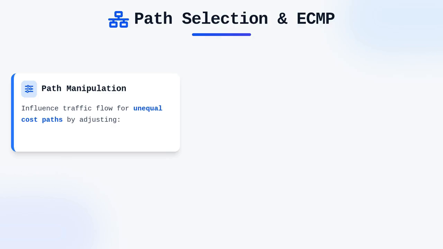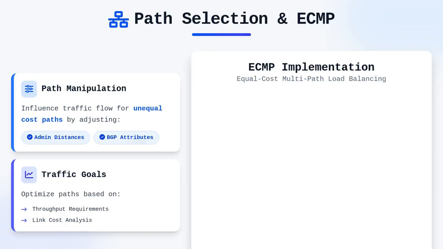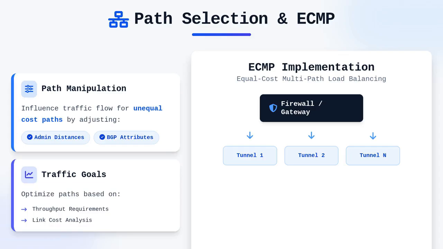Managing path selection becomes significantly more complex when we involve unequal cost paths or scenarios where we wish to utilize multiple tunnels simultaneously. We can manipulate the path preference by adjusting administrative distances or BGP attributes, which allows us to influence traffic flow based on throughput requirements or link costs. For scenarios where we have multiple equivalent paths to a remote destination, equal cost multipath, or ECMP, allows the firewall to load balance sessions across multiple VPN tunnels.